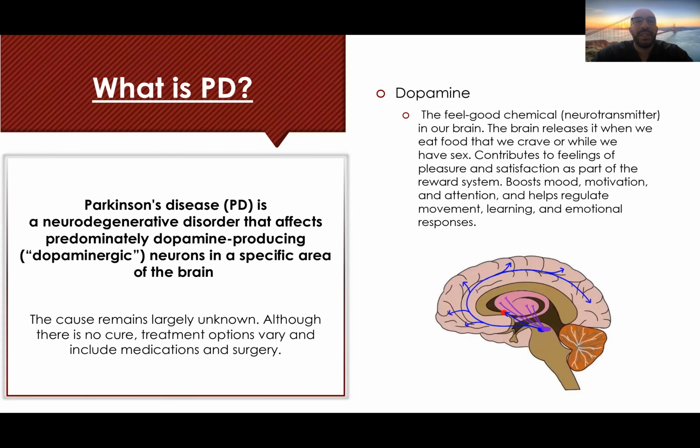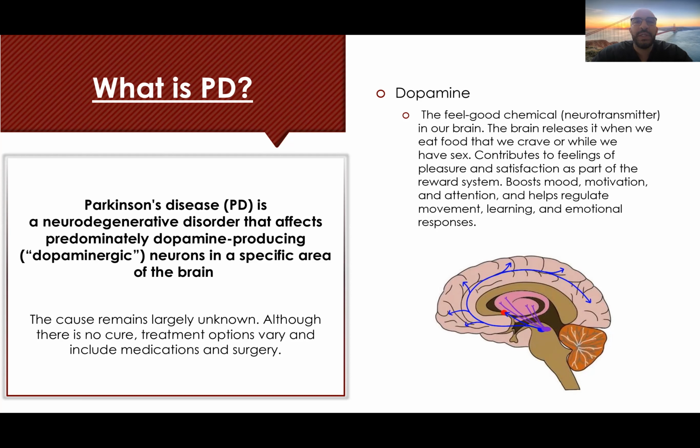So as we discuss our first slide, well, what is PD? What exactly is Parkinson's disease? How does it come to affect so many Americans, people around the world? And what is going on with the body when they're suffering from Parkinson's disease? Well, PD is a neurodegenerative disorder that affects a specific part of the brain that emits dopamine.